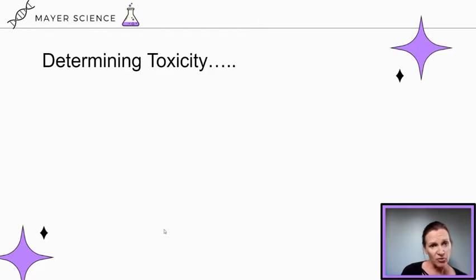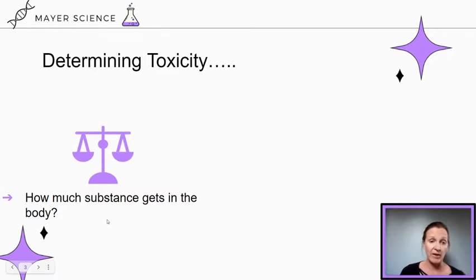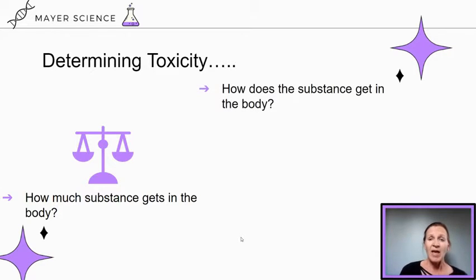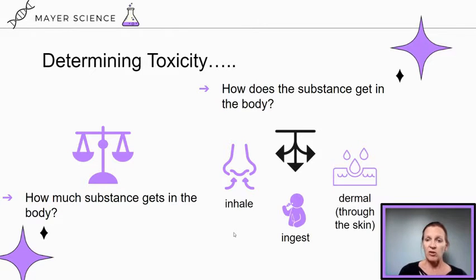When we're trying to determine if something is toxic or not, we need to look at two things. First of all, how much of a substance gets into the body. And second, how does that substance actually get into the body? There are generally three ways that a substance can get into the body. It could be inhaled through your nose. It could be ingested, where you would eat it. And it could be dermal, which means it comes in through your skin.